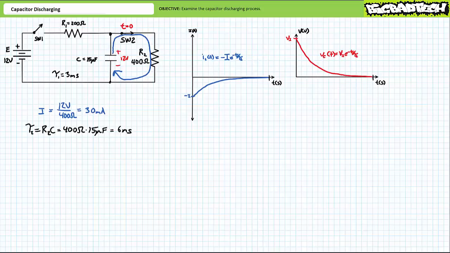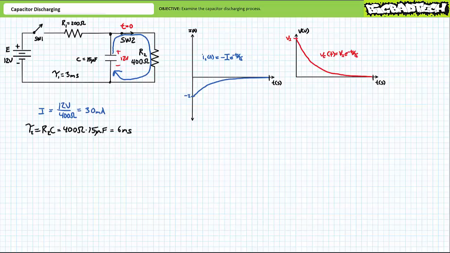This is also pretty easy. Similar to the capacitor charging process, the time constant of the capacitor discharging process is the resistance times the capacitance, where tau 2 equals R2 times C. Substituting our given values yields a time constant of 6 milliseconds. As we anticipated, the time constant for the discharge phase is twice as long as that we calculated during the charging process.